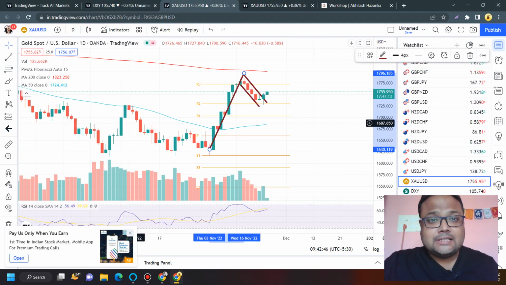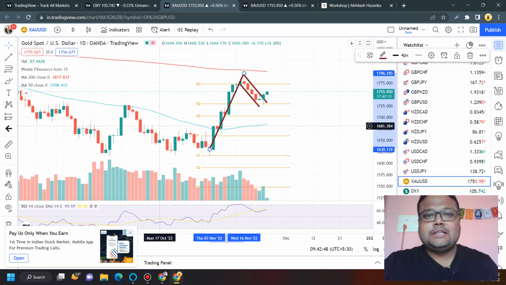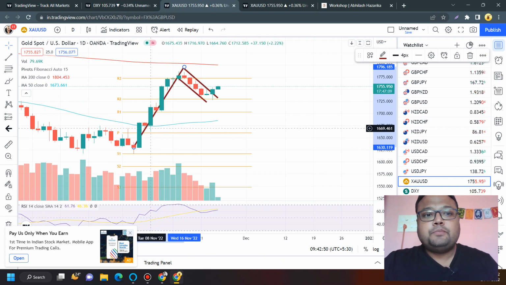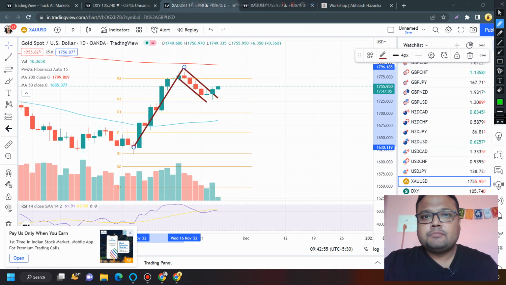And my dear friends, this is the daily chart of gold. Daily chart of gold, and we have a bullish flag. We have a bullish flag on the chart, and as you can see, we also have a breakout on the daily chart as well.